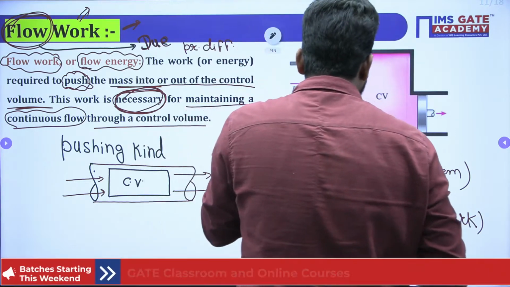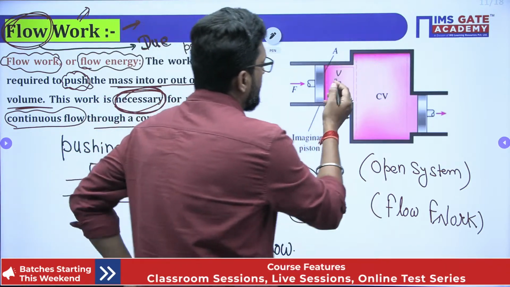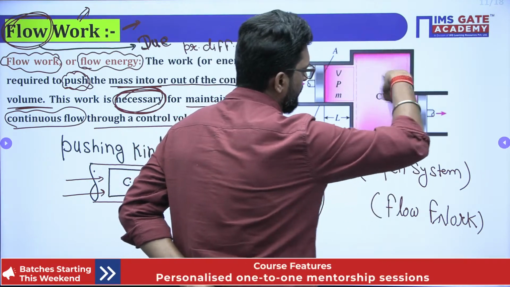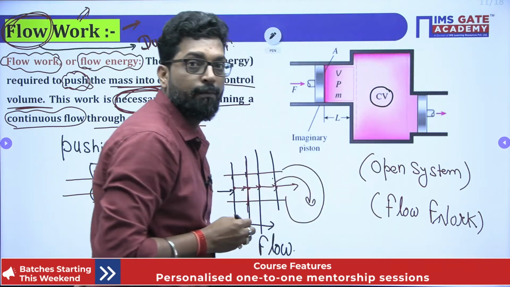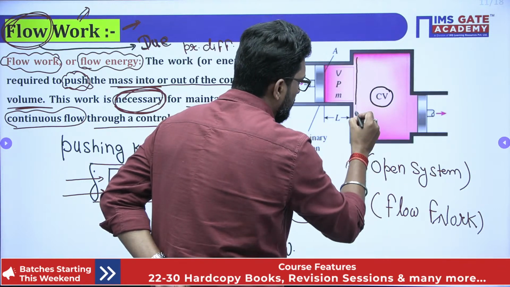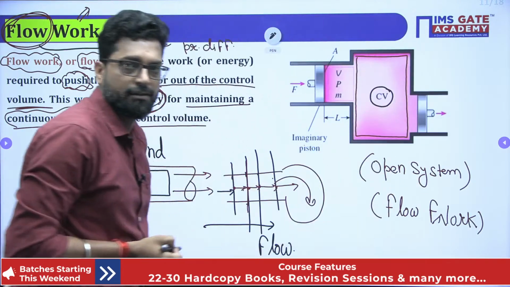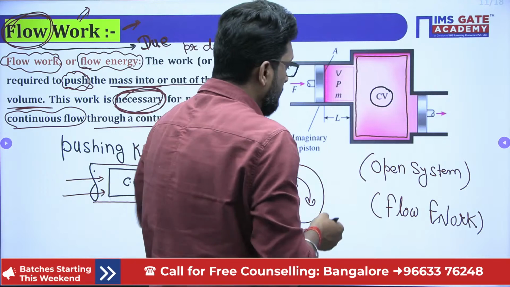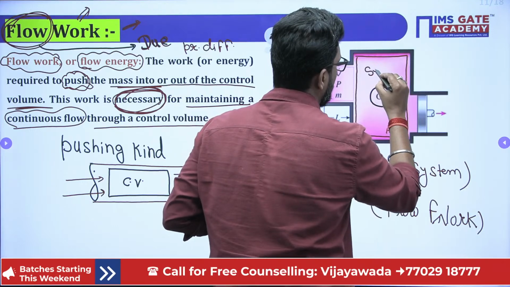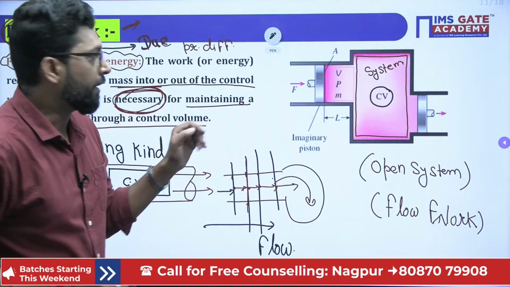Now, what we will do here, see, beta, if there is any control volume, that means an open system, this is a control volume. Let's suppose this is our control surface, and that means this is our system.